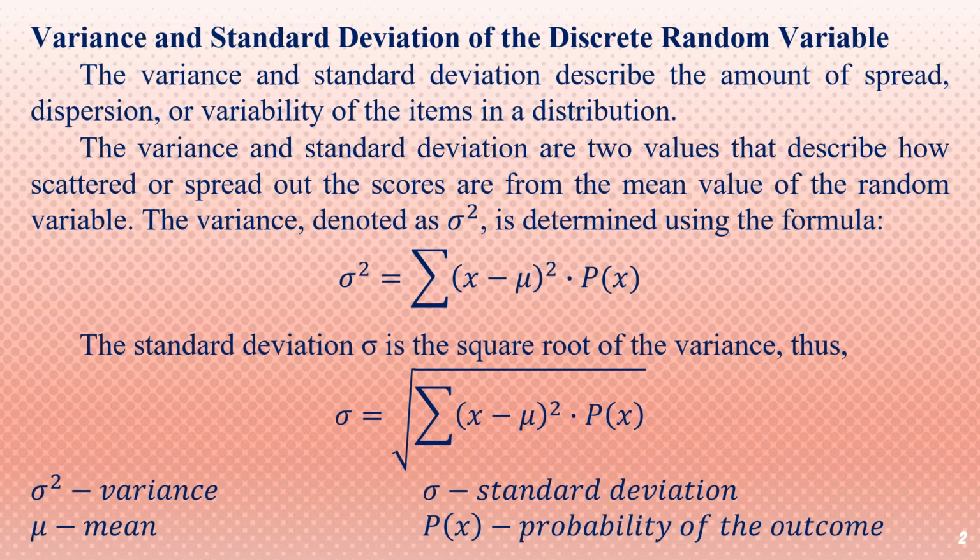So you just have to take note that if you already have the variance, you simply get its square root, and you are given the standard deviation. Now, if you have the standard deviation, you square it, and you will have the variance.